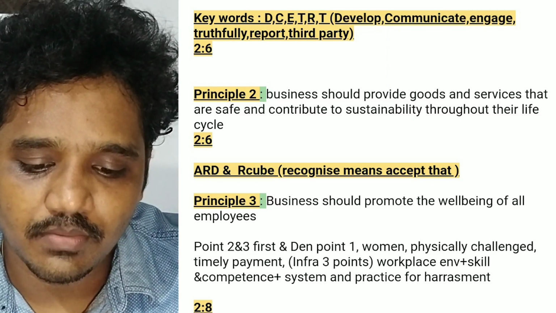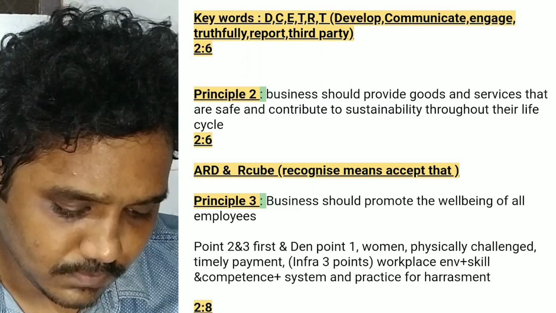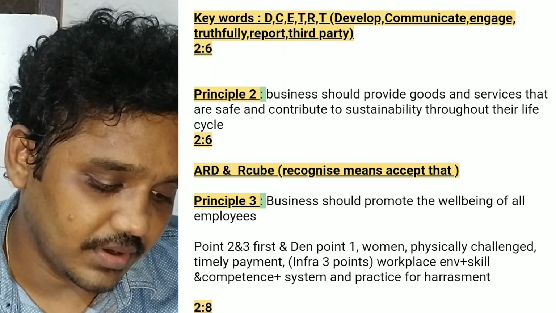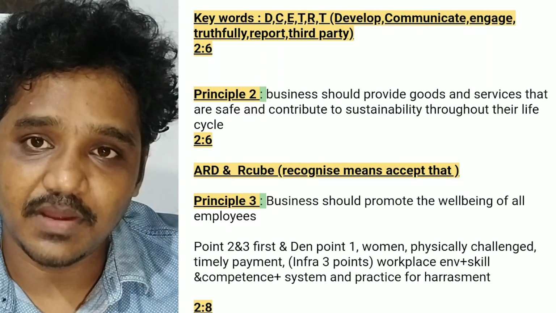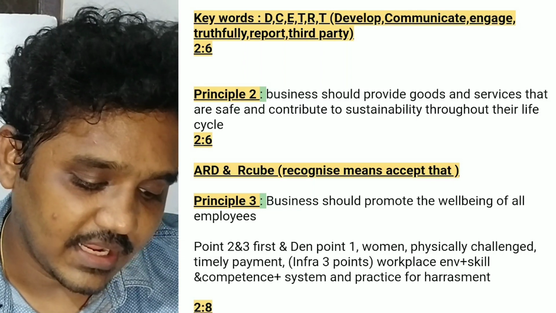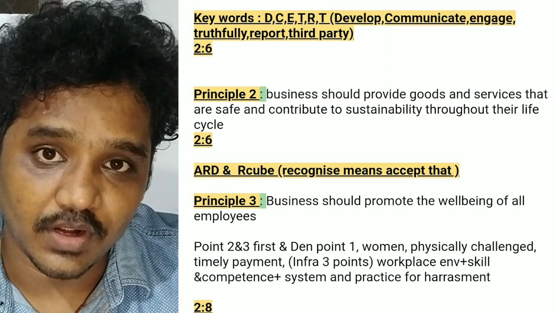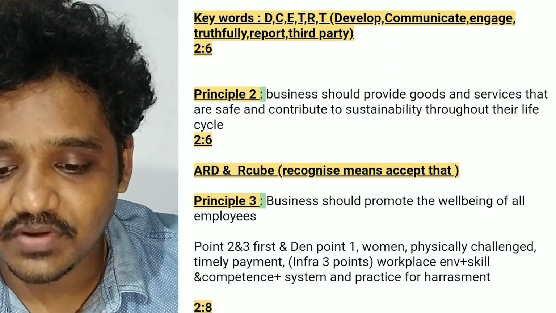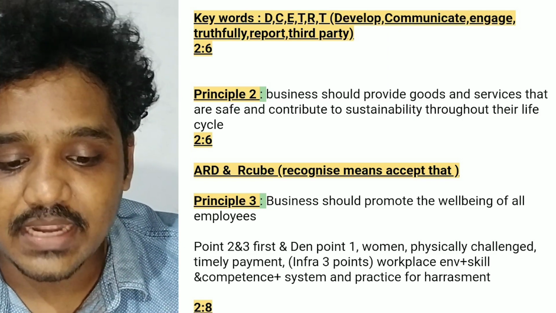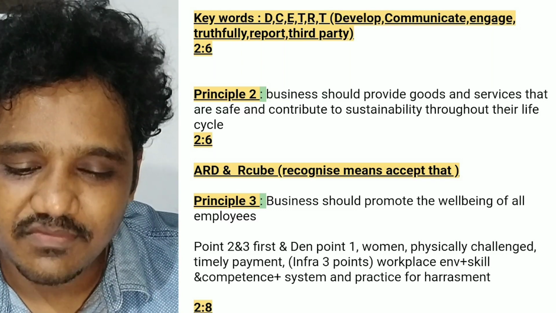1 point relating to women. With respect to women, that means business should take cognizance of the work-life balance of its employees. Cognizance means awareness. That means business should be aware of the work-life balance of its employees, especially that of women. And then there is another point with respect to physically challenged, and the next point with respect to timely payment. So now we have covered 6 points in this area.